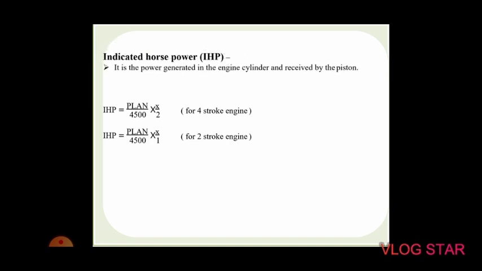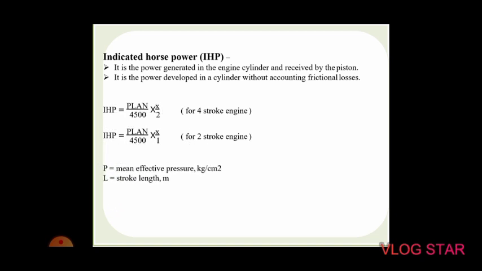Now comes the indicated horsepower, denoted by IHP. It is the power generated in the engine cylinder and received by the piston. It is the power developed in the cylinder without accounting frictional losses. If we talk about the mathematical representation, IHP is equal to PLAN divided by 4500 into X by 2 for 4-stroke engine, and for 2-stroke engine it is PLAN divided by 4500 into X by 1.